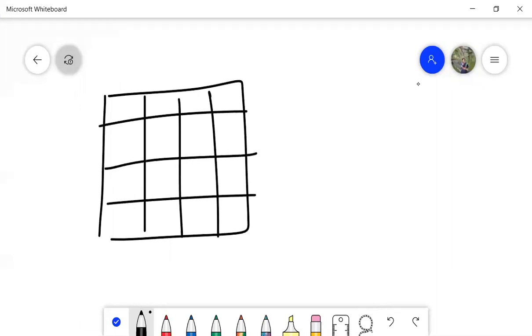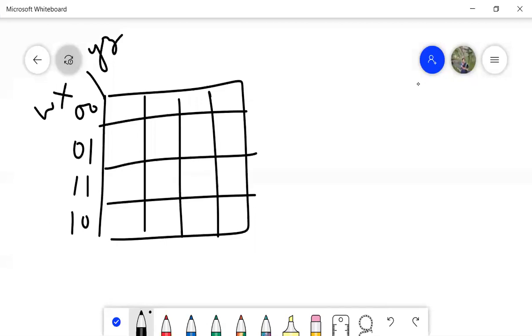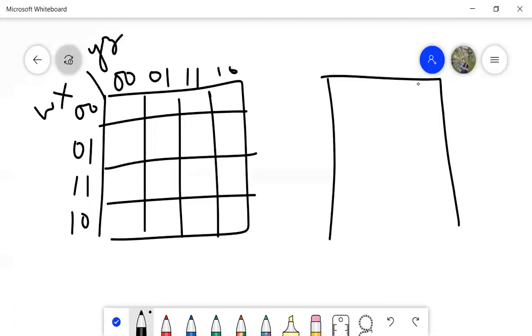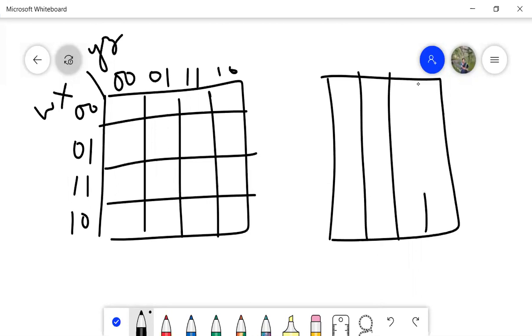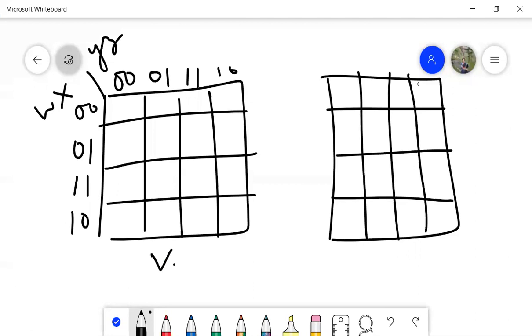Whatever question I gave, V, W, X, Y, Z. So here I'll be having WX. Here I'll be having YZ. This is 0, 0, 0, 1, 1, 1, 1, 0, and again 0, 0, 0, 1, 1, 1, 1, 0. Again, similar one I have over here. Same K-map reflected. The first one is for V is equal to 0. The next one is for V is equal to 1.